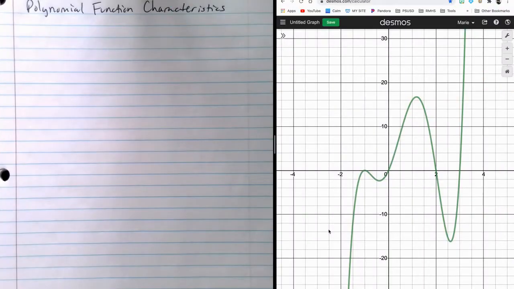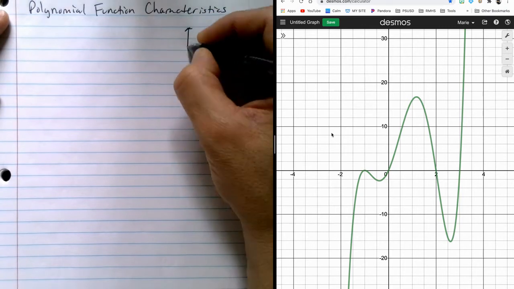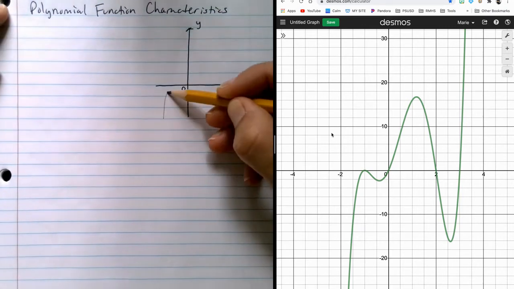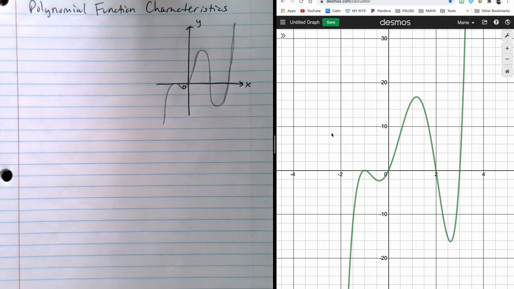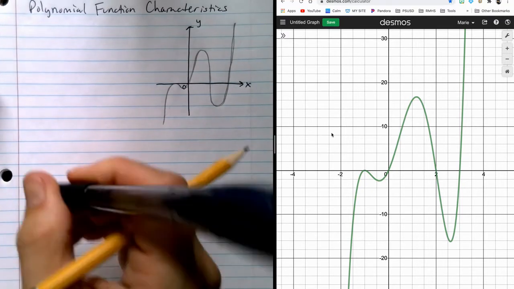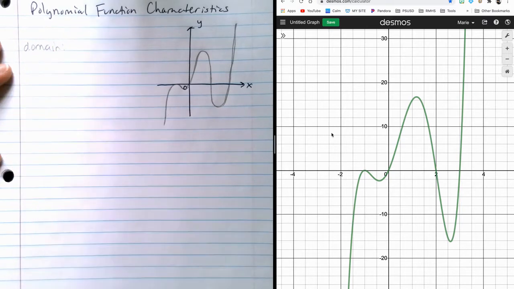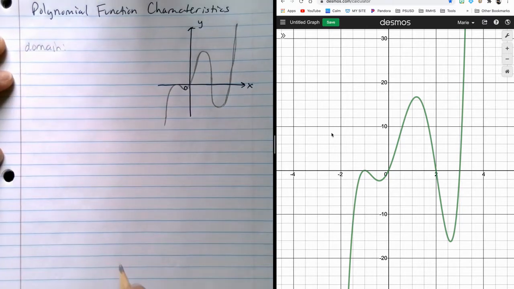Let's look at another example now of a polynomial function. First thing we're going to do is do a sketch. Now let's begin our analysis. Let's start with domain. Like before, we know the domain is always all real numbers.